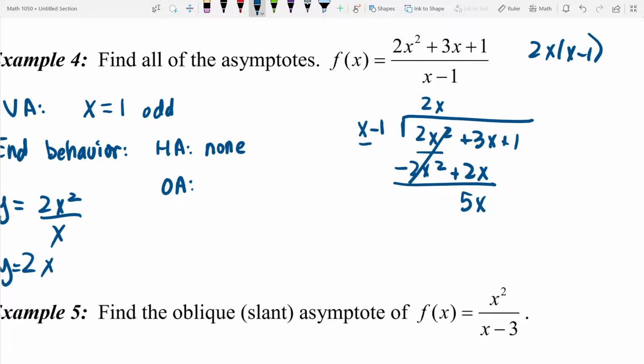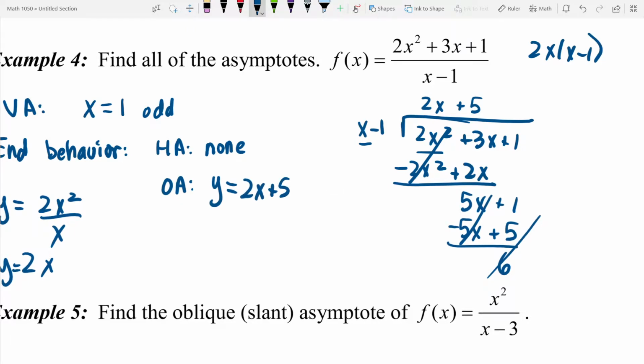Can you tell me what to do now? Bring down the 1. Then you start all over. What do I multiply by x to get 5x? That would be a 5. Distribute, and you have 5x minus 5. What do I do now? Change your signs. Yep. Those cancel, and you get a 6. There's nothing else to bring down. So the 6 is my what? My remainder, and I throw it out. So it's gone. So that's my answer. So my oblique asymptote is y equals x plus 5.